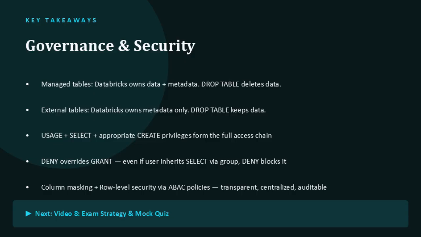Now I will recap section 7 that we covered today. Managed tables: Databricks owns both data and metadata. Drop table will delete the data as well. External tables: Databricks only owns the metadata. Drop table will keep the data in your cloud storage. The full access chain is USE plus SELECT plus any needed CREATE privileges. Deny overrides grants. Even if a user inherits select through a group, a deny can block it. Column masking and row level security delivered through ABAC policies are transparent, centralized, and auditable.